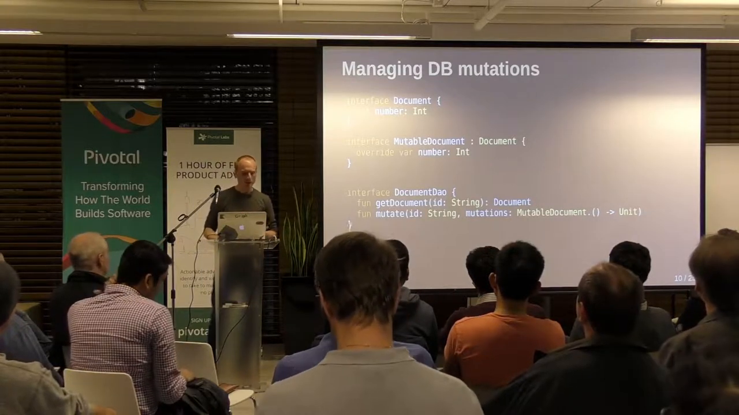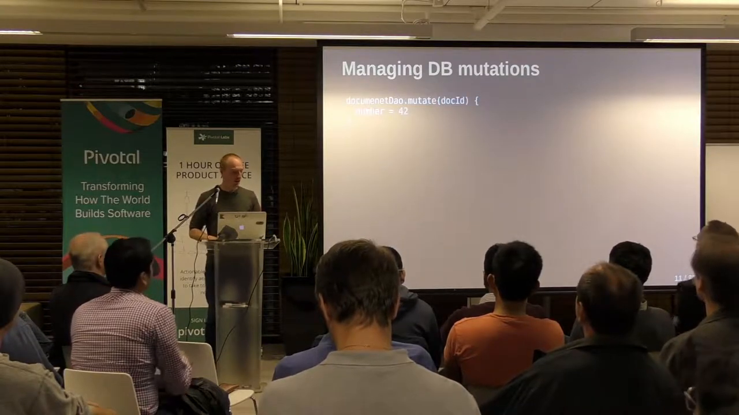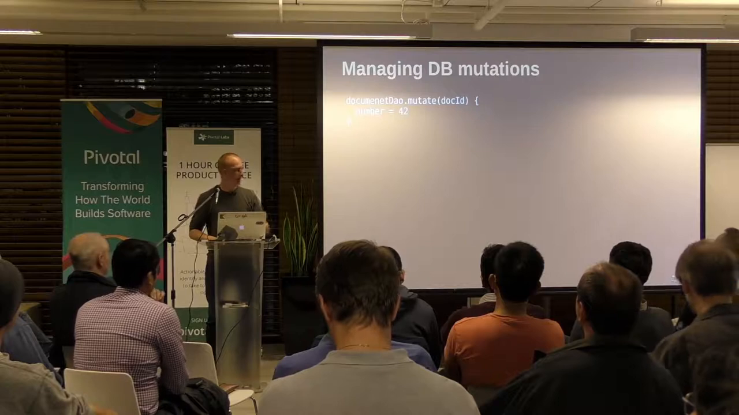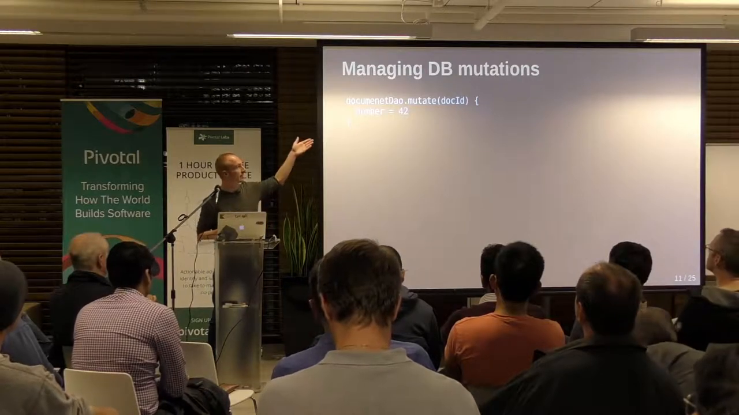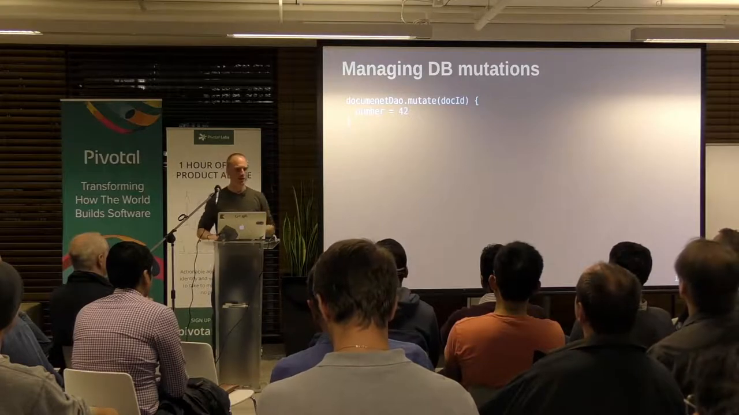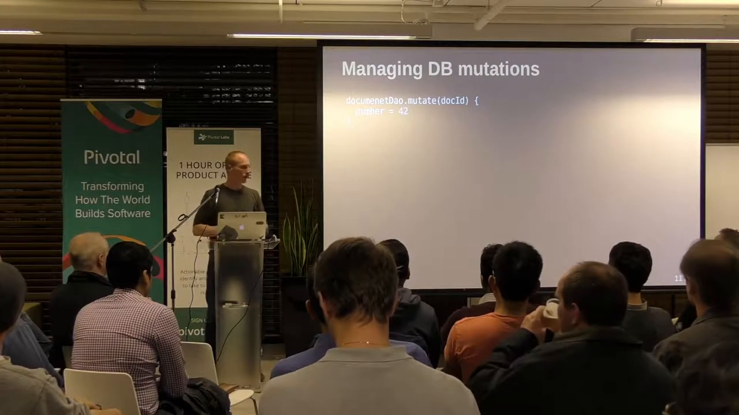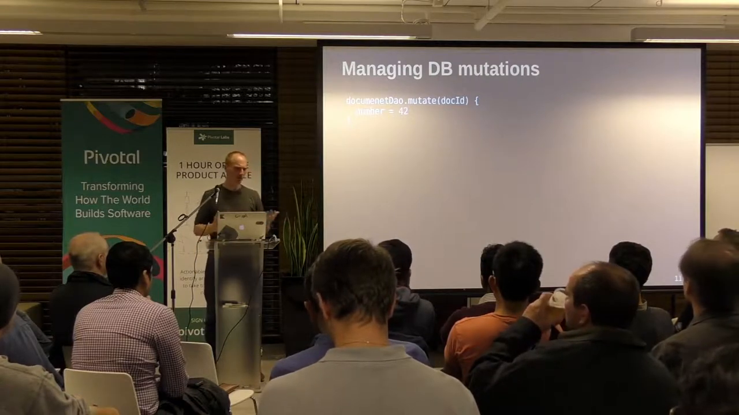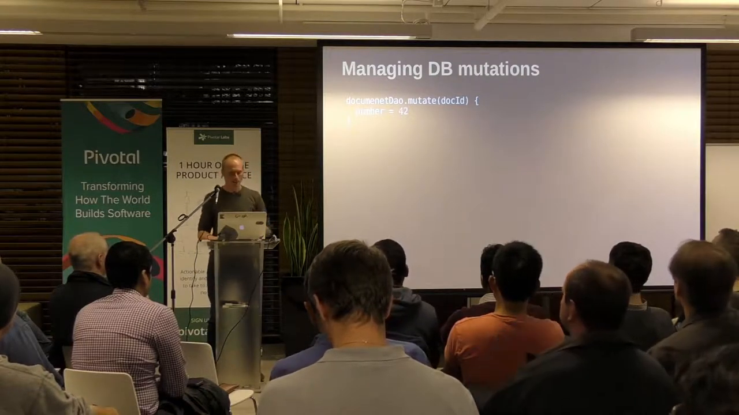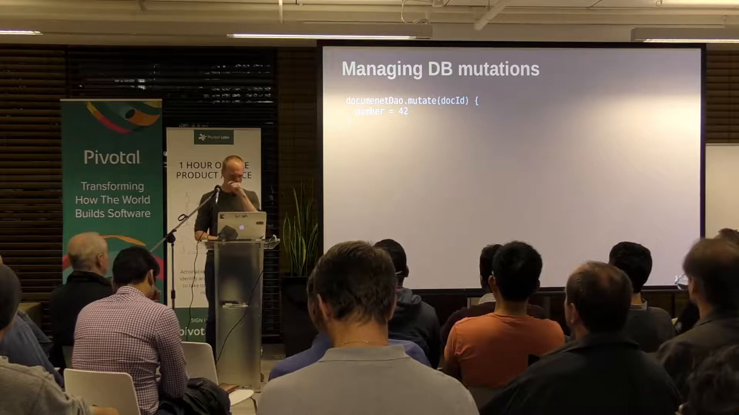So this gives you a really nice notation when you're mutating things. Because here you can assume that this is basically the mutable document. So it saves a lot of boilerplate and really makes a nice DSL to mutate things. And you can use that for all kinds of things, for builders and things like that. This is just an example of how we use it to make database interactions nicer.